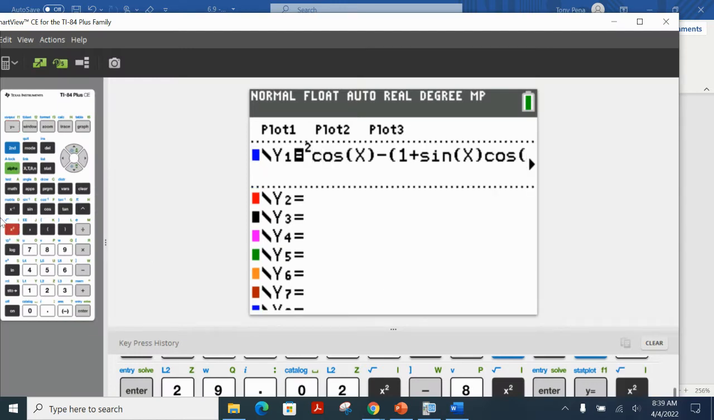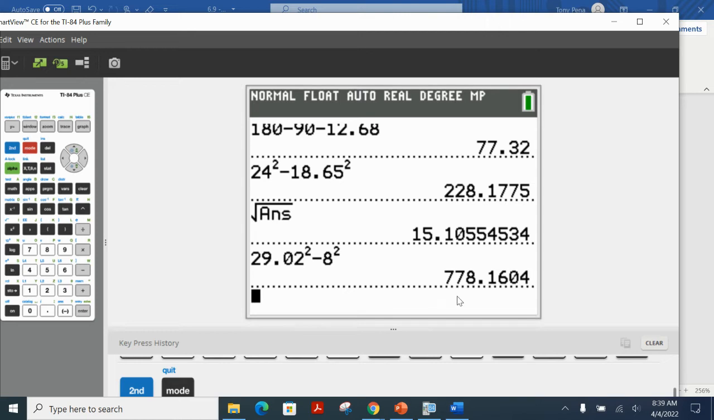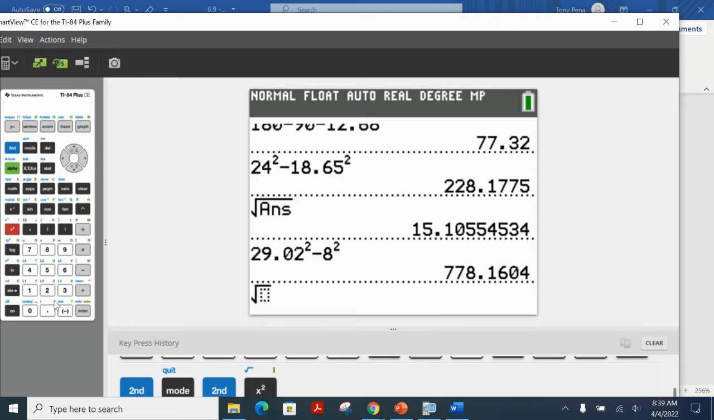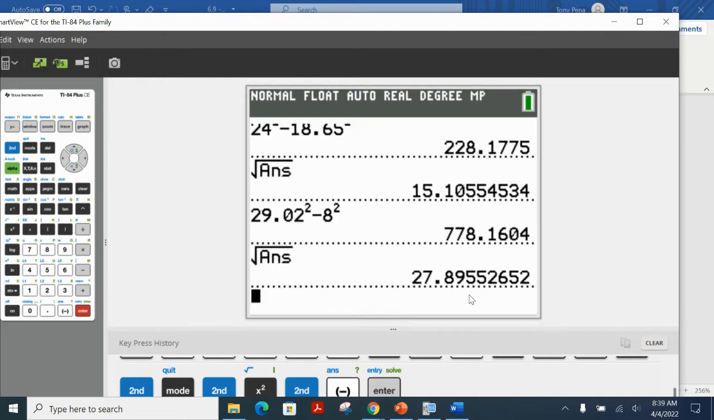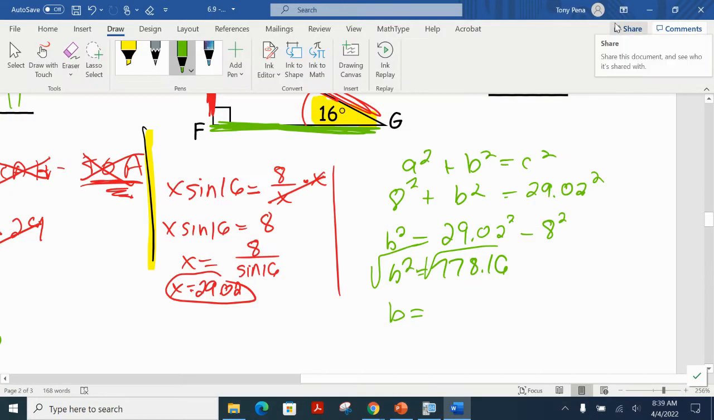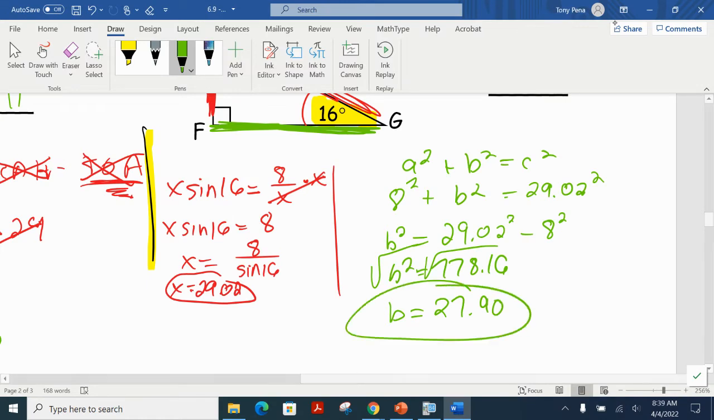If you haven't noticed, you can save a little bit of time. Just type in the answer right above this little negative sign is the word answer. So if you just hit that right now, you don't have to re-enter this big, long, nasty number. It knows what the previous answer was, and you should get 27.90 if we round it to the hundredths, 27.90. All right, so that's our guy.